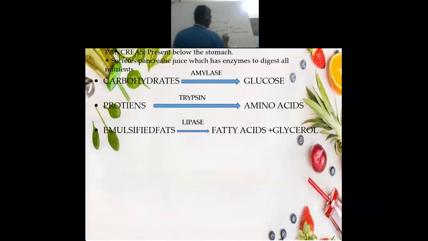And then coming to emulsified fat. Even fat conversion takes place here. With the help of lipase, emulsified fat is converted to fatty acids plus glycerol. So these are the conversions that take place in the pancreas with the help of pancreatic juice.